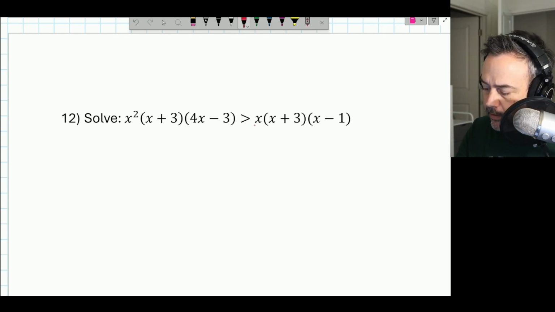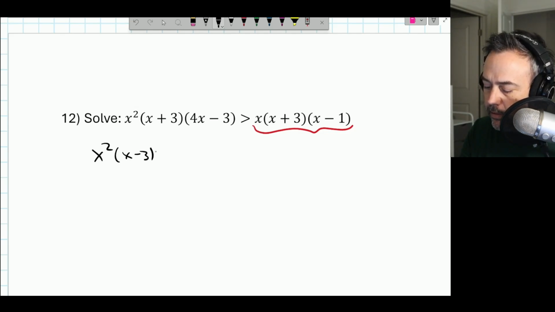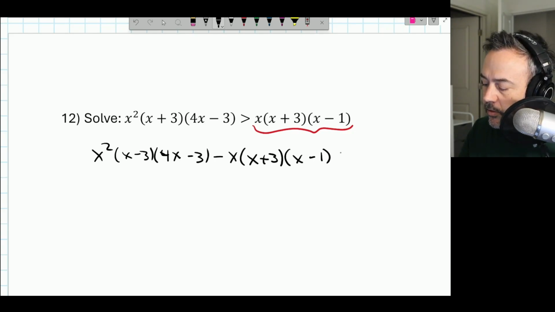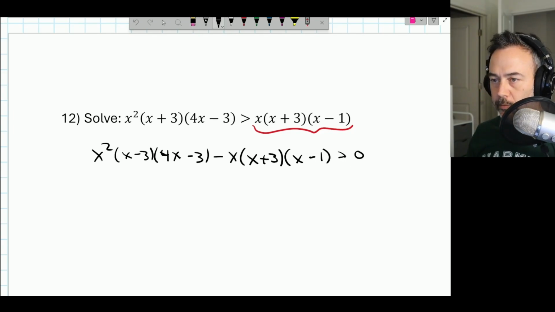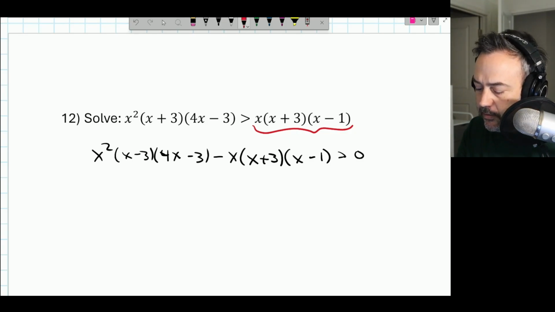So that means take all this stuff, move it over to the other side. X squared, x minus 3, 4x minus 3, minus x plus 3, x minus 1. Do not multiply things out unless you need to. If you see common factors, keep everything together. Get 0 by itself, factor out the common factors.